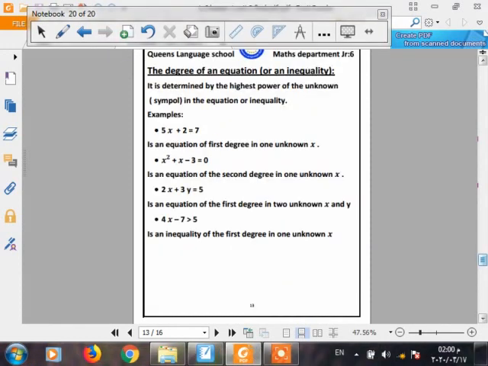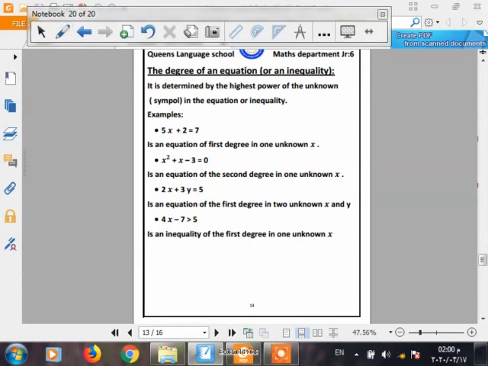Now we will learn the meaning of the degree of an equation. Look at this one. 5x plus 2 equals 7. Look at x. What is the power of x? The power of x is the degree. I know that it has power 1. So it's an equation of first degree. How many unknowns here? One unknown, only x.